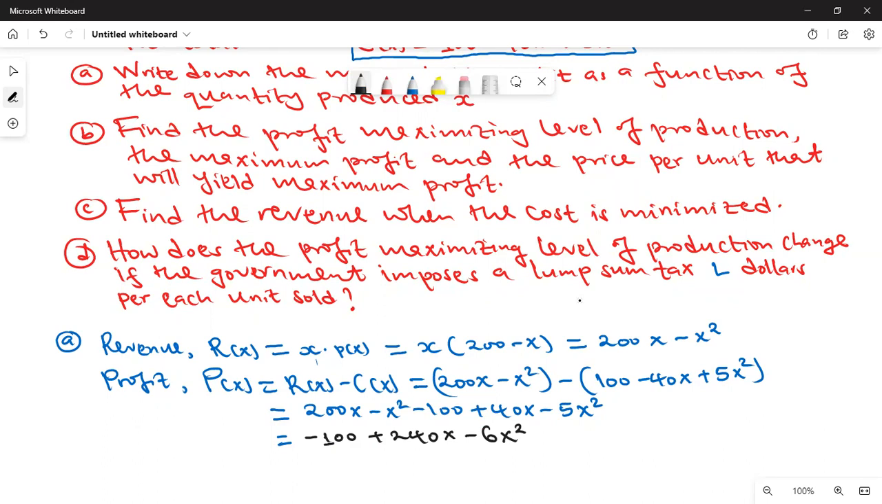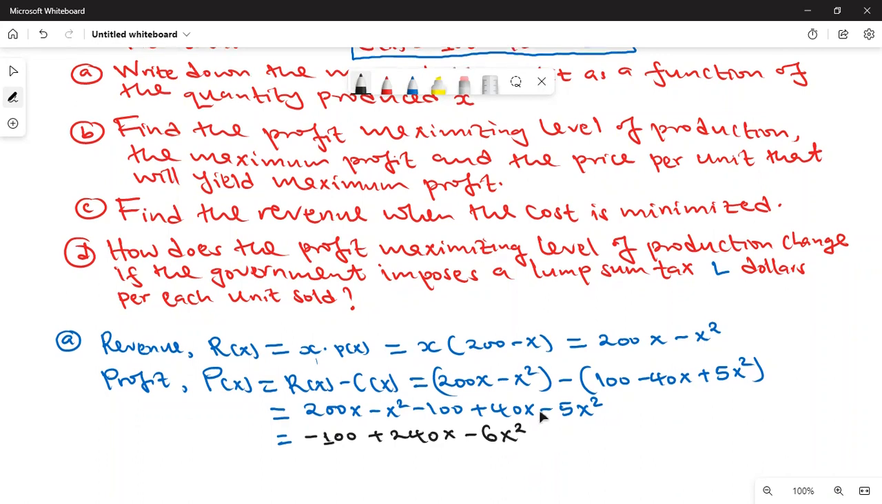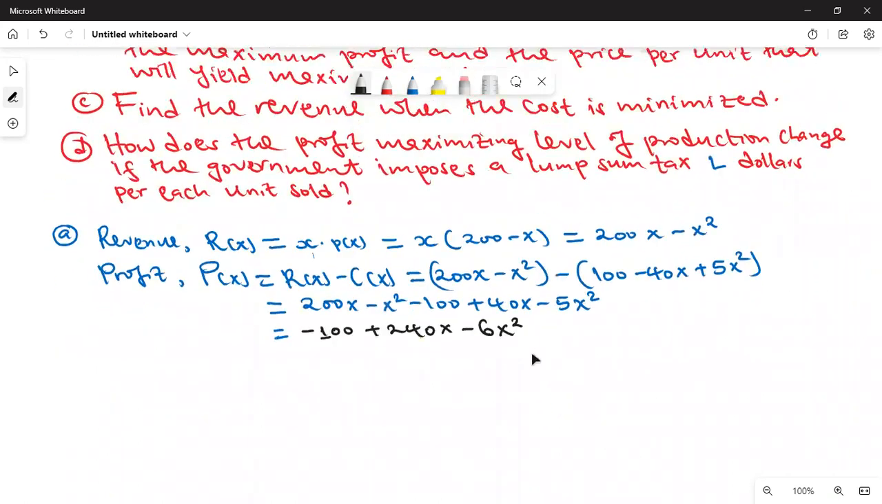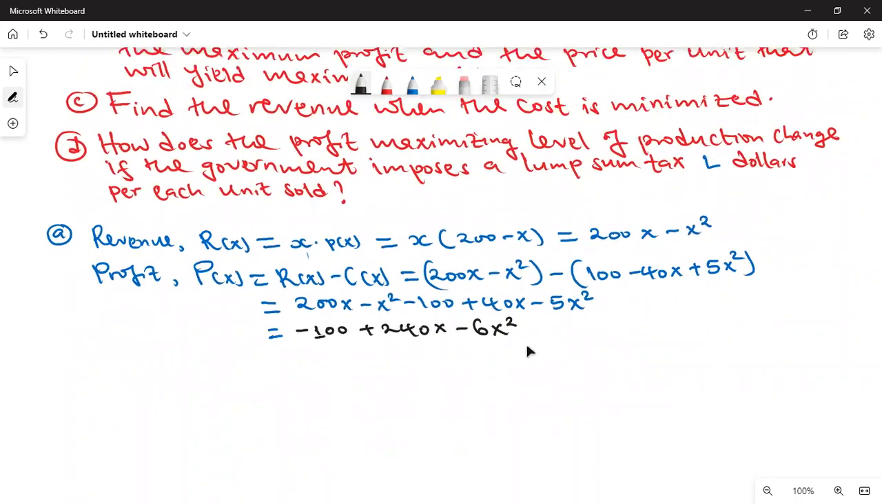Now that we have answered part A, we need to answer part B. In part B, we need to find the profit maximizing level of production. We also need to find the maximum profit and the price per unit that will yield maximum profit. So let's answer that one, right here, part B.